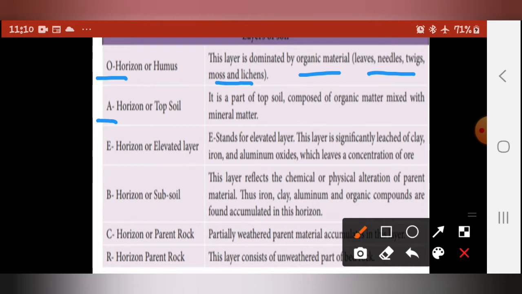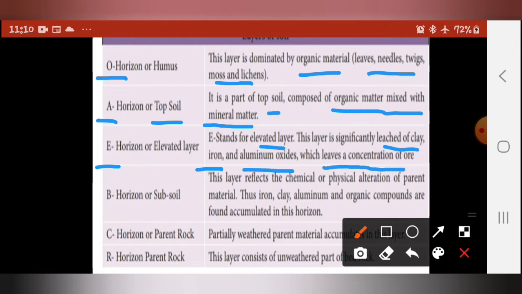Next one, A, horizon or topsoil. It is a part of topsoil composed of organic matter mixed with mineral matter. So here organic matter is mixed with what? Mineral matter, and that is called topsoil. Next, E, horizon or elevated layer. This layer is significantly leached of clay, iron and aluminum oxide, which leaves a concentration of ore. So in this layer there is a significant leaching of clay, iron and aluminum oxide.